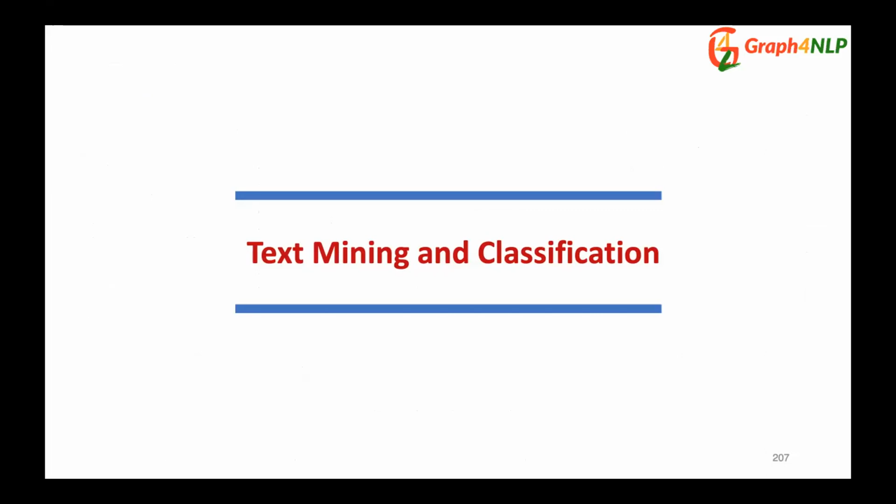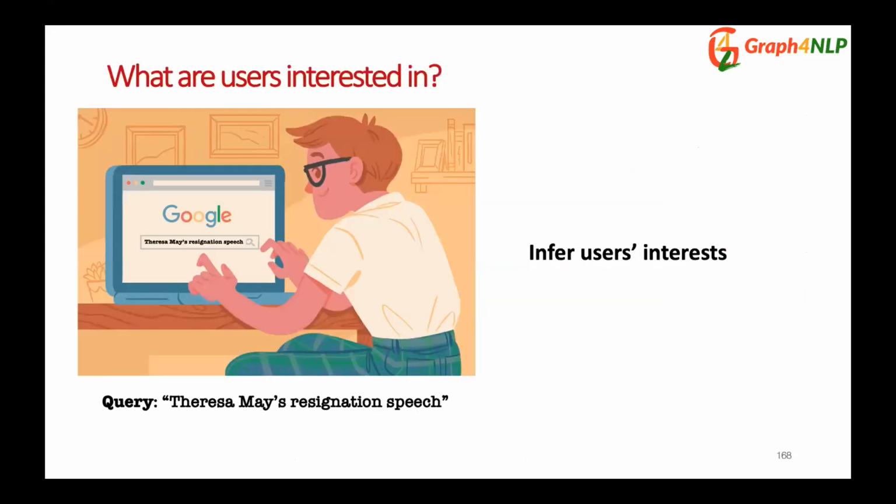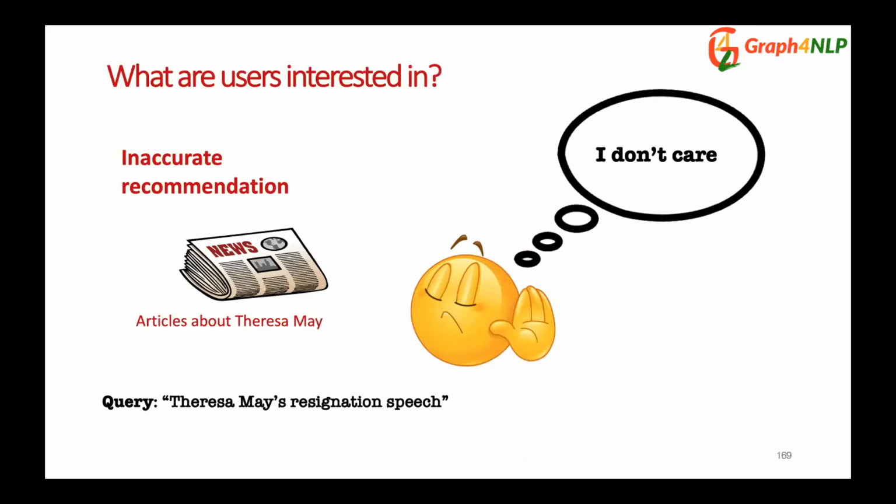Next, we will talk about graph for text mining and classification. Consider this problem: if you input a query in a search engine, such as the query transformation with a natural speech, we want to infer your interest. If you receive articles about transformation, you may not be interested. This is called inaccurate recommendation, because you may not be interested in transformation.